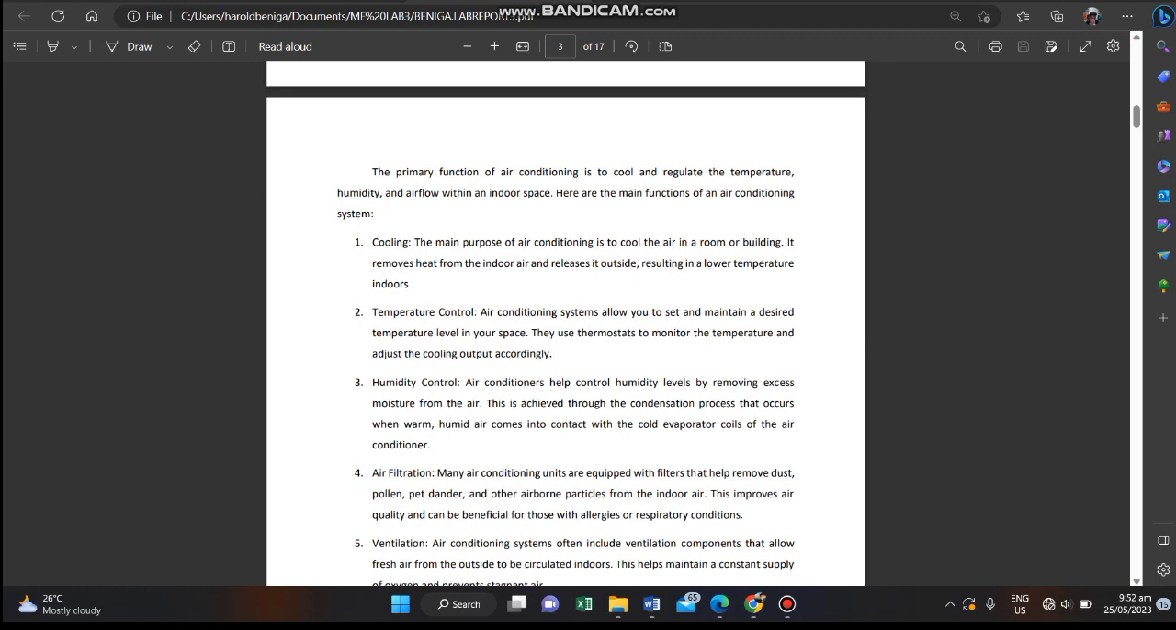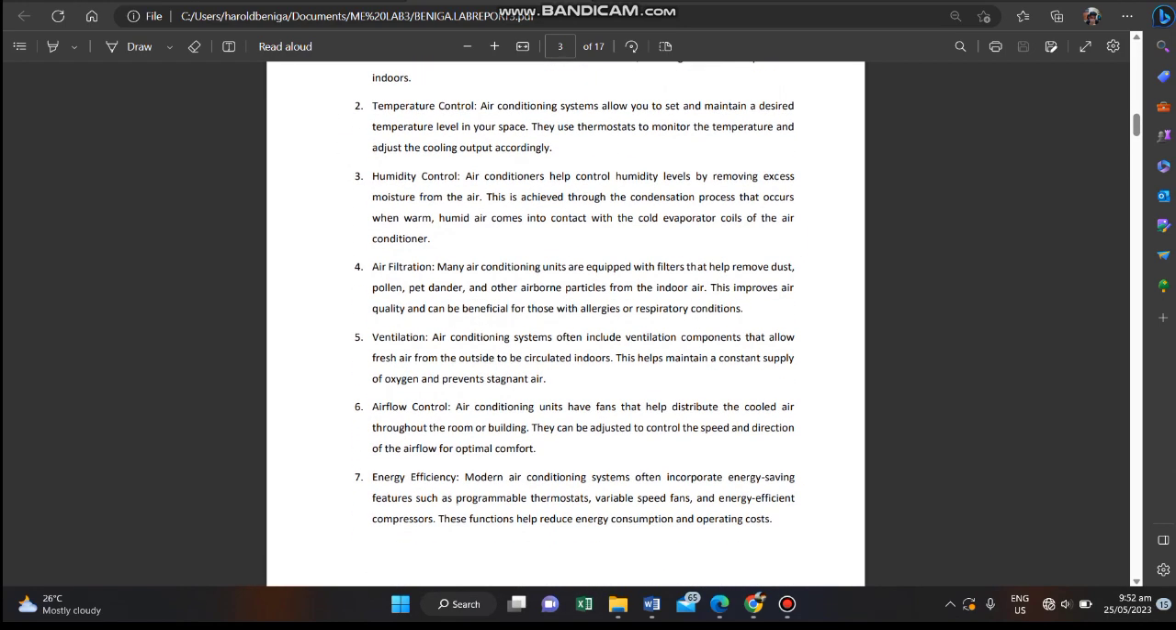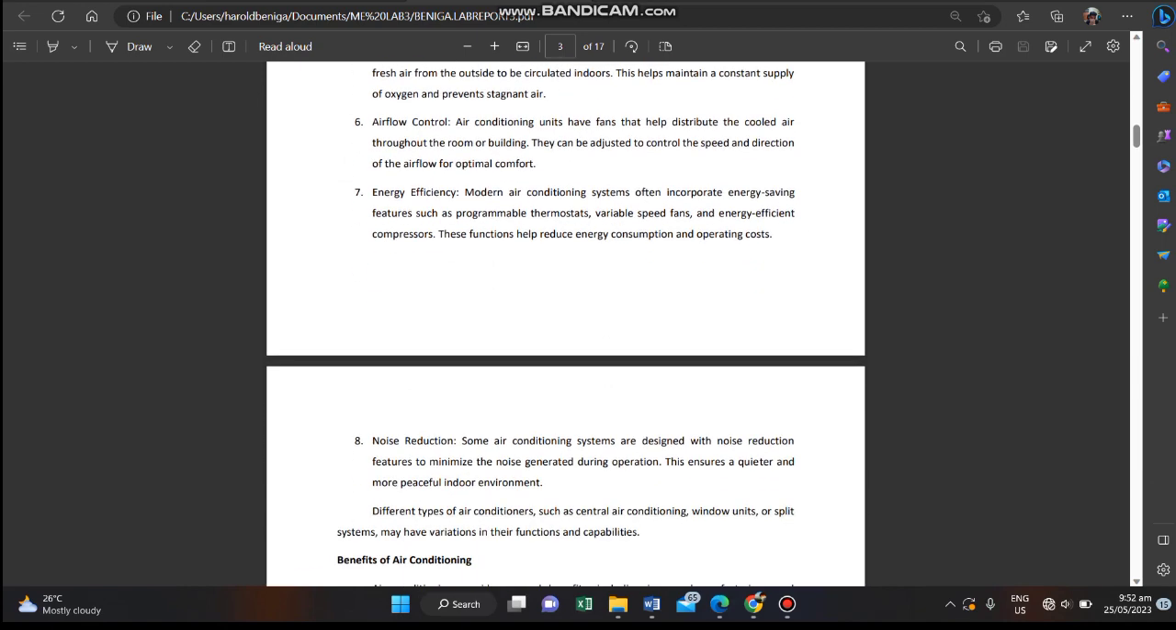The primary function of air conditioning is to cool and regulate the temperature, humidity, and airflow within an indoor space. Here are the main functions of an air conditioning system: cooling, temperature control, humidity control, air filtration, ventilation, airflow control, energy efficiency, and noise reduction.